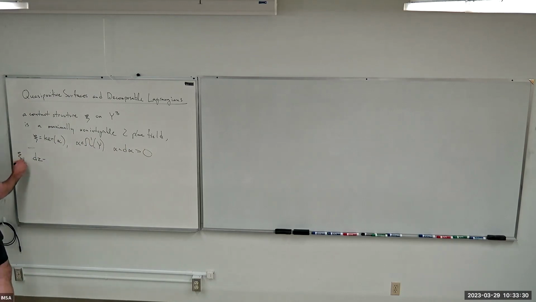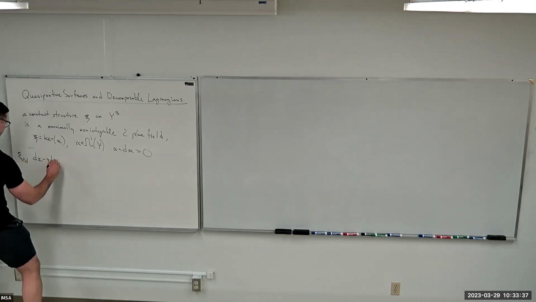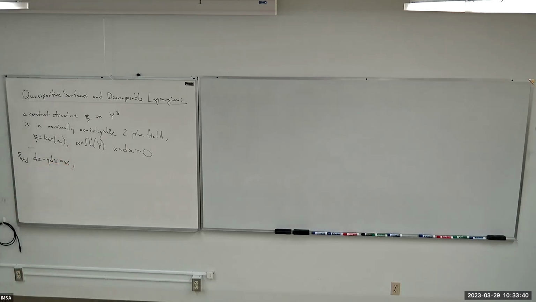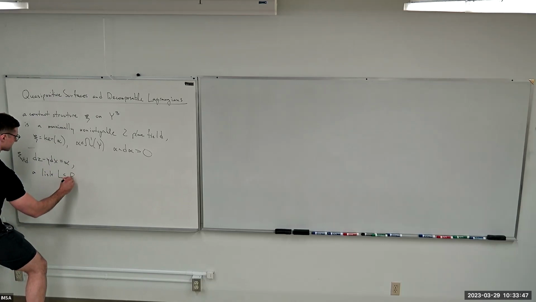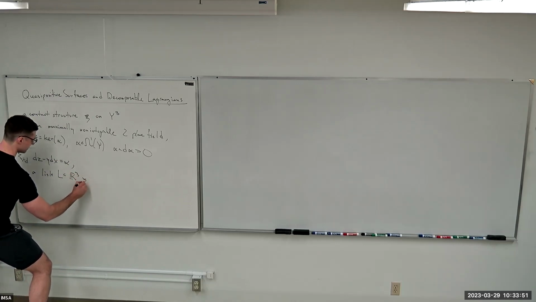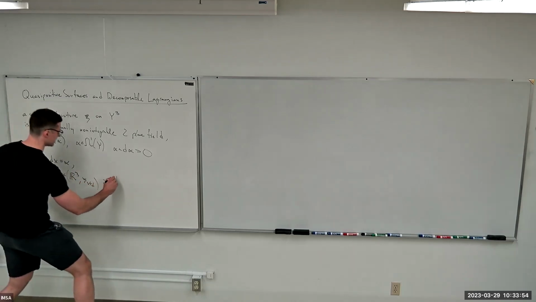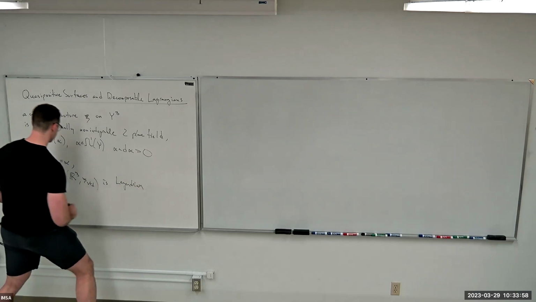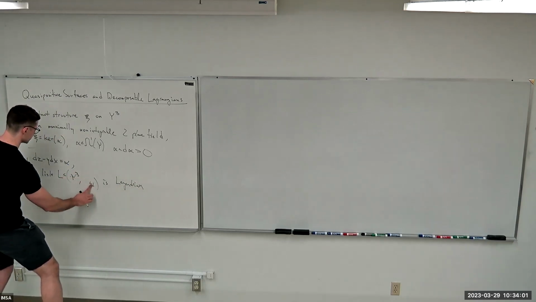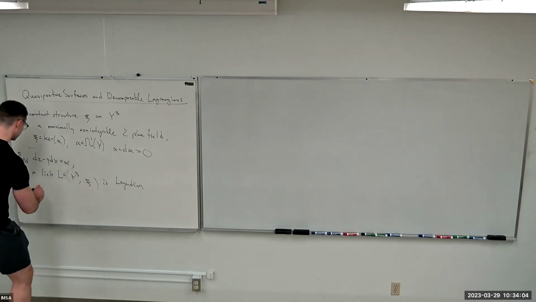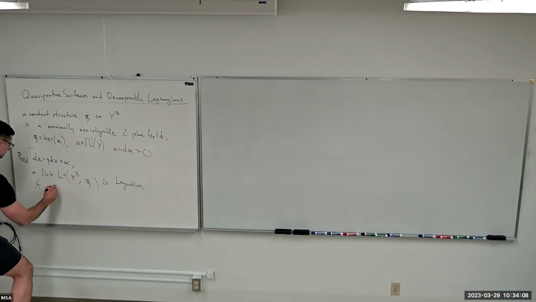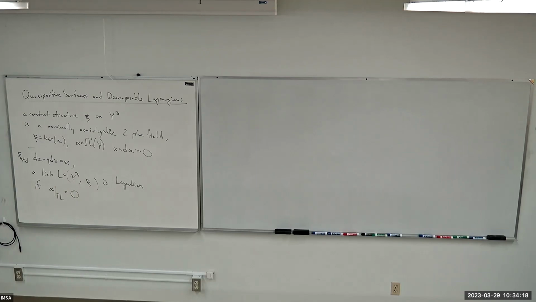The standard contact structure on R^3 is the kernel of dz minus y dx. A link L is Legendrian, in general, if alpha restricted to L vanishes. So L lies in the contact planes.